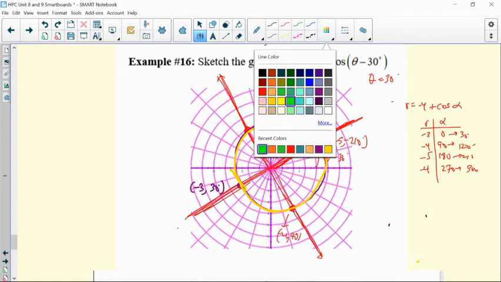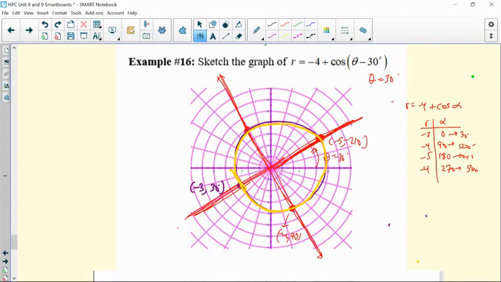Now here's the thing. The start is not where we put our first point. The start is still 0.